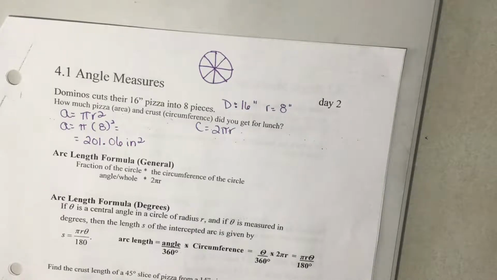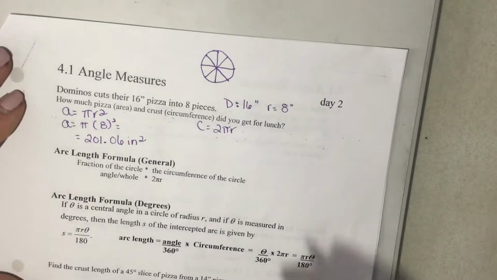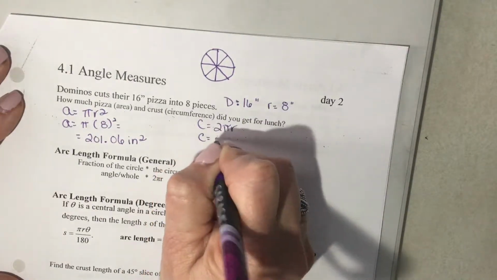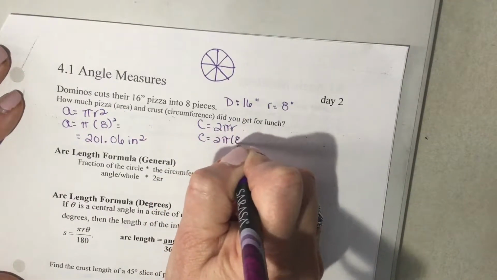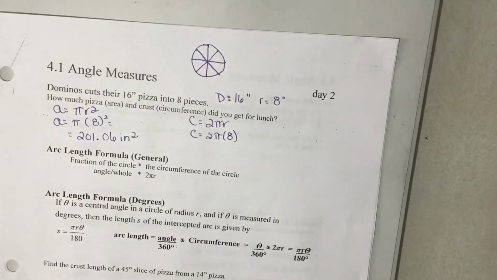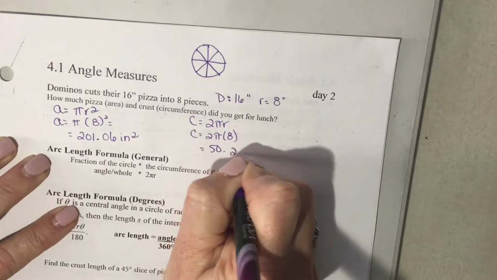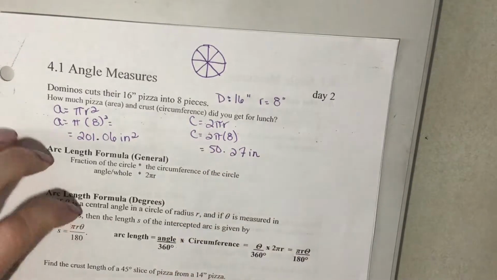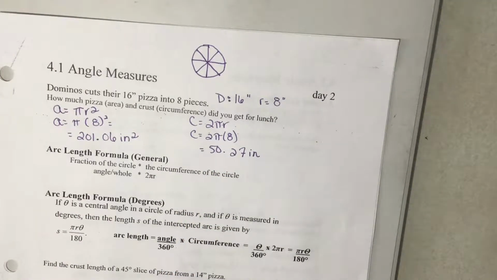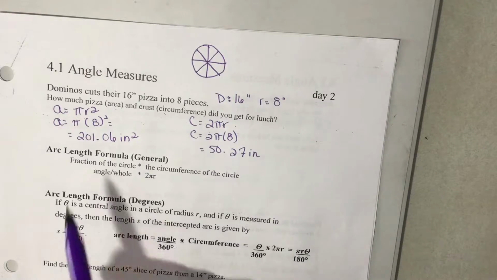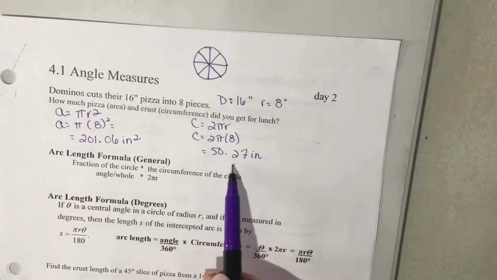All right, now let's do the same thing, locating circumference. 2 times pi, my radius we determined to be 8. Again, using the pi button on your calculator. 50.27. Okay, so that's just finding area, finding circumference of a piece of pizza. Actually, this would be the whole pizza. That would be the whole pizza.